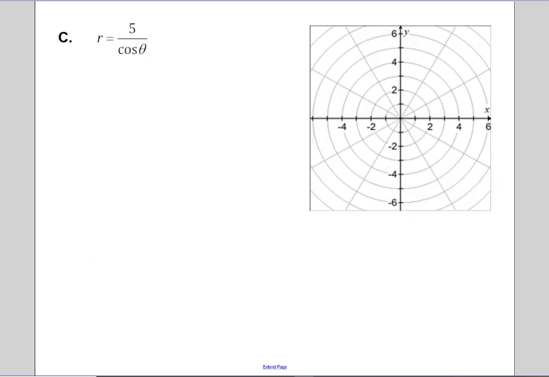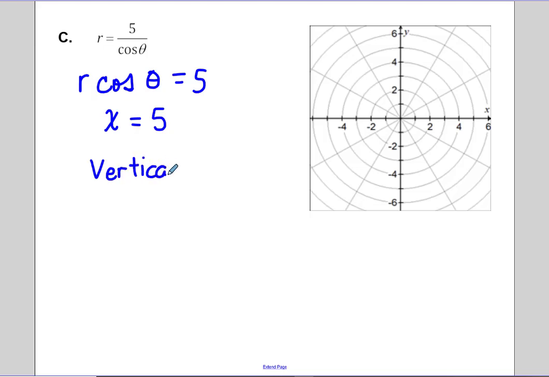Then in part C, we have r is 5 over cosine theta. So if we cross multiply, r cosine theta is 5, and r cosine theta is another name for x. So this is a vertical line, and it passes through the point (5, 0), at x equals 5. Let's see, we need a straight line. How about that? Vertical line. Looks something like that. It passes through the point (5, 0). Vertical line.